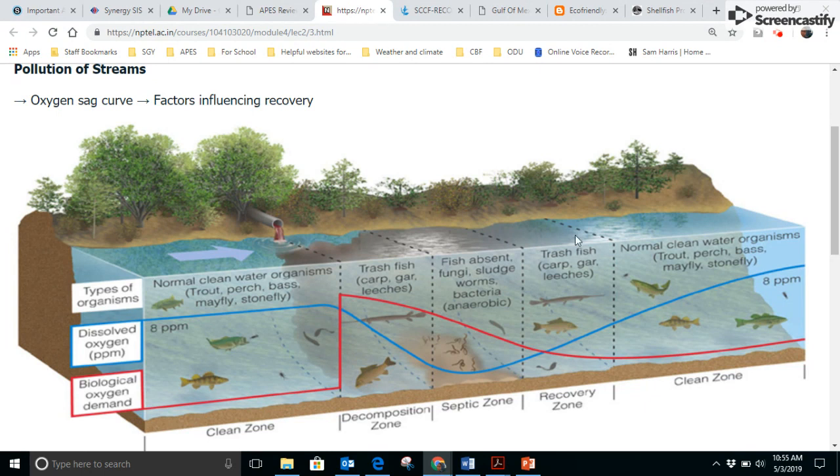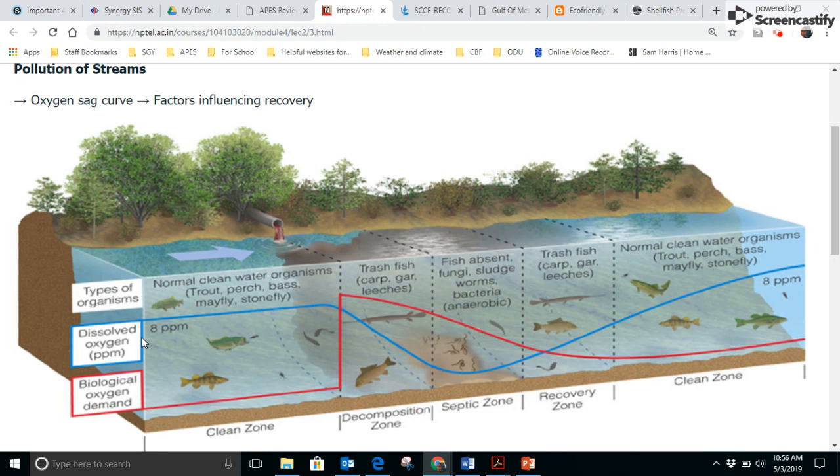I want to first talk about this image right here that you see. It's sort of a picture, it's sort of a graph, it's sort of a lot of things. So let's unpack this complex thing. So this is the oxygen sag curve. As you can see, on the front of this is going to be a graph with some different zones.